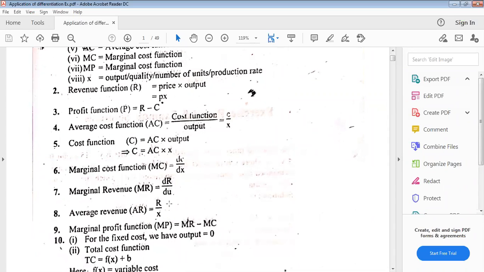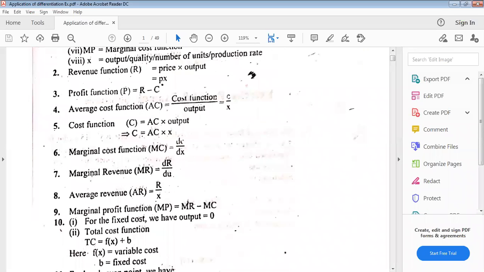Now what is the marginal cost actually? The rate of change of cost is called marginal cost. I mean how much the cost is changing with respect to output. If x is increased, then cost also increases. That means there is a rate with respect to output at which the cost is changing. If the cost is changed with respect to output, then this rate is called marginal cost.